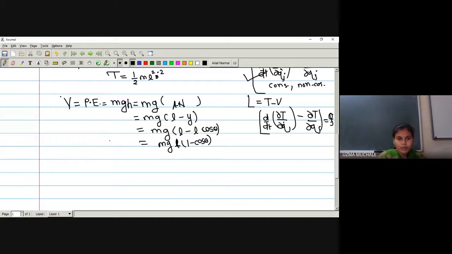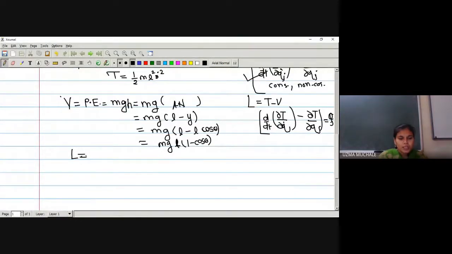So what we have found is that the value of potential energy for the simple pendulum is mgl(1 minus cos theta). Let me write down the Lagrangian function that we have found while studying conservative and non-conservative systems. This equation we have solved, and we found that L is equal to T minus V. L is the Lagrangian, defined with the help of T and V.